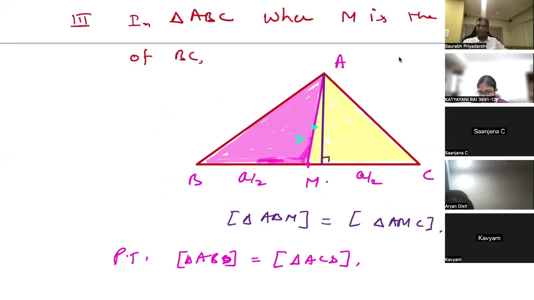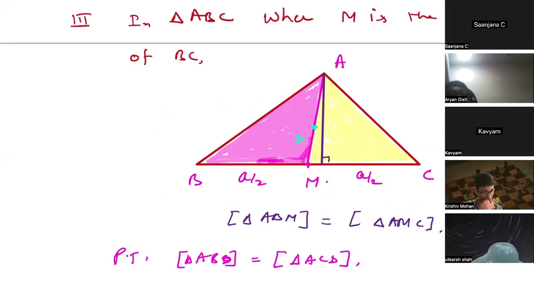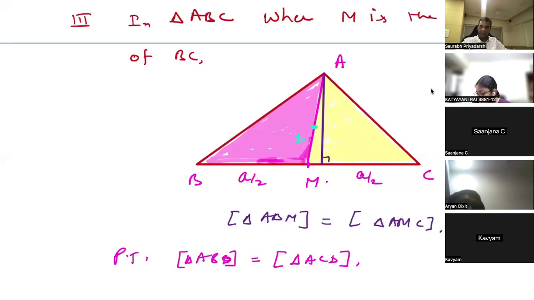From this, we can say we are starting the geometrical part. No, this is not the midpoint. This is not the midpoint. This is any point on this.